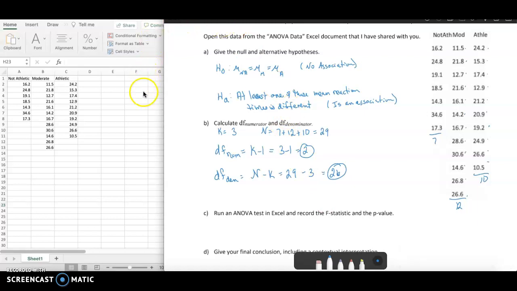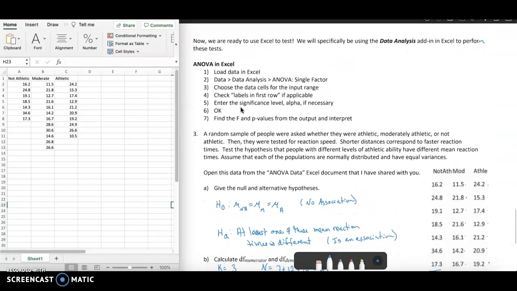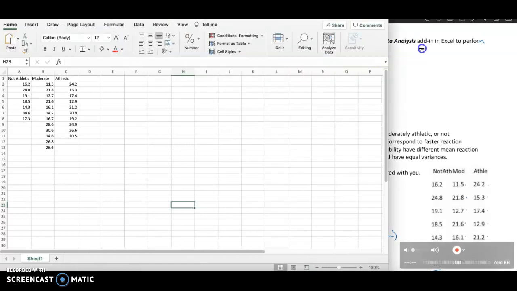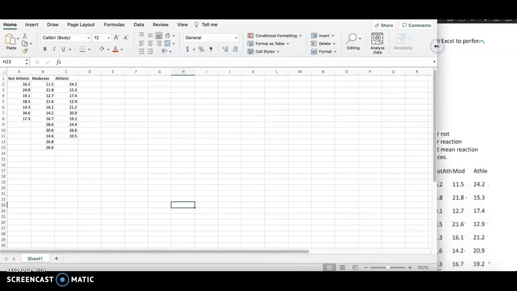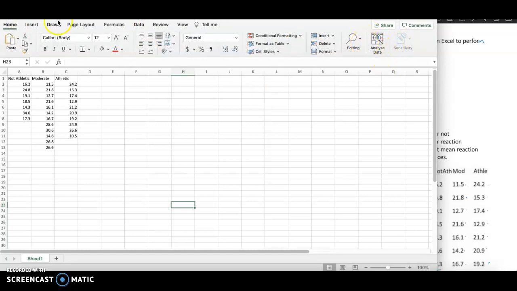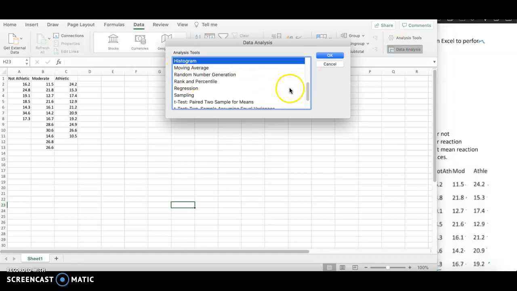So I'm going to pull my Excel over, and I'll scroll back up so hopefully you can see this. I've already got the data loaded, so we're going to go to data analysis, and then ANOVA single factor is an option. If you're under home, you see analyze data, but that's not the same thing. So data, then there's data analysis. ANOVA is going to be your top option. ANOVA single factor is the only one we're doing. Hit OK.